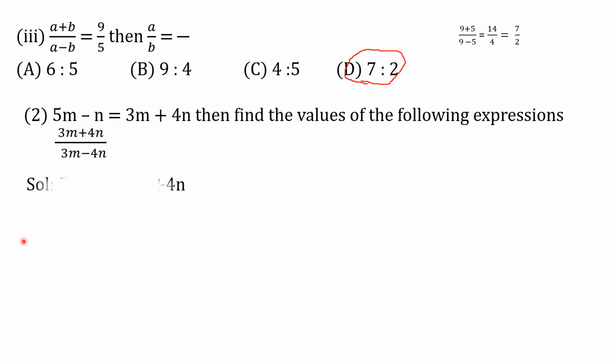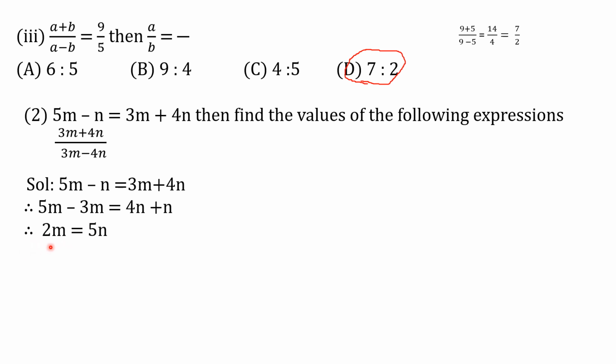So solution, 5m minus n equal to 3m plus 4n, which is given. So bring the like terms to one side. So it will become 5m minus 3m equal to 4n plus n, as this n will go to the right hand side so it becomes plus n. So it will become 2m. Therefore 2m equal to 4n plus n, it will get 5n. Now you will write it in the form of m upon n. So you'll get therefore m upon n equal to 5 upon 2.